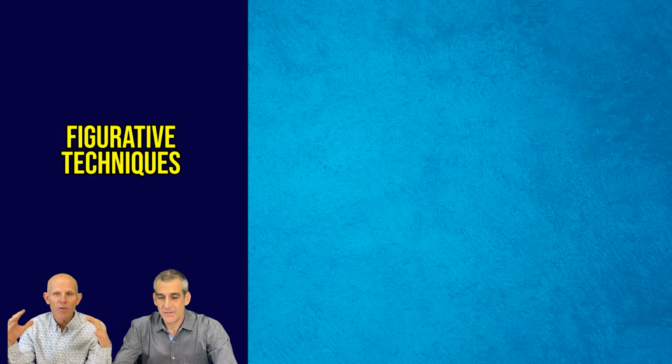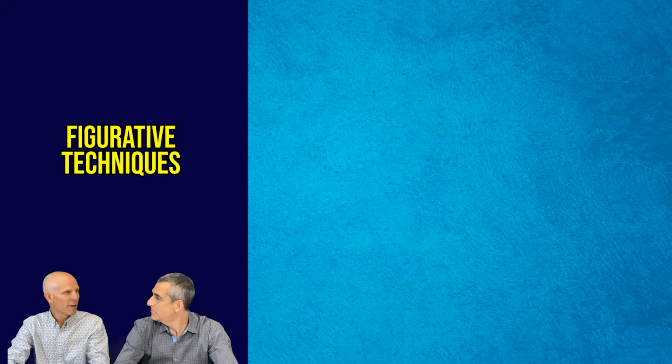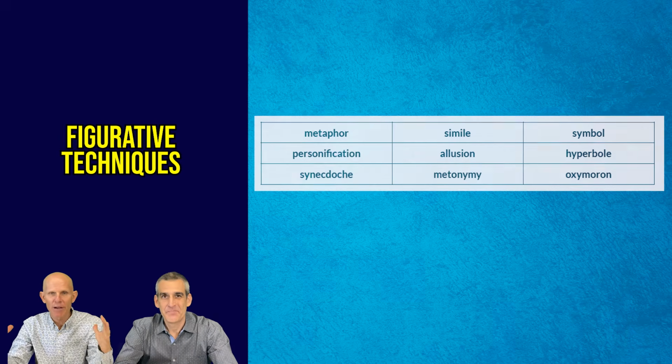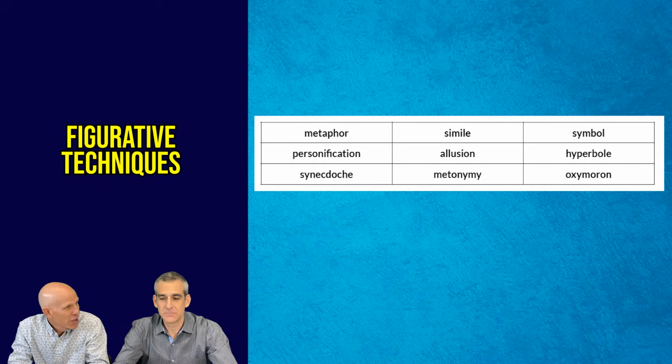Figurative language is an umbrella term. It's like a family. These figurative techniques are many, and many of them you already know. You've been studying them for many years. So we're thinking about this family of figurative techniques, such as metaphor, simile, symbol, personification. There are so many great techniques. You can see them on this table.